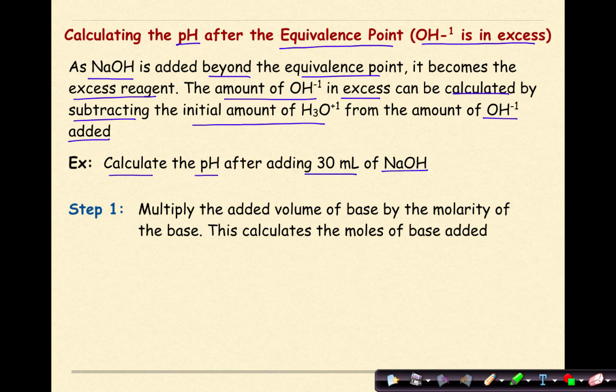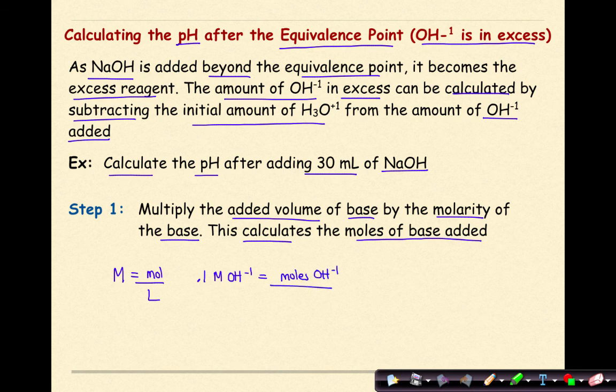Step 1. Multiply the added volume of base by the molarity of the base. This calculates the moles of base added. And this is what we've been doing in step 1 all the way through. So we always start with the molarity formula. Molarity is equal to moles over liters. The molarity of my base is the same as it's been since the beginning. So 0.1 molar hydroxide. We are calculating moles of hydroxide.